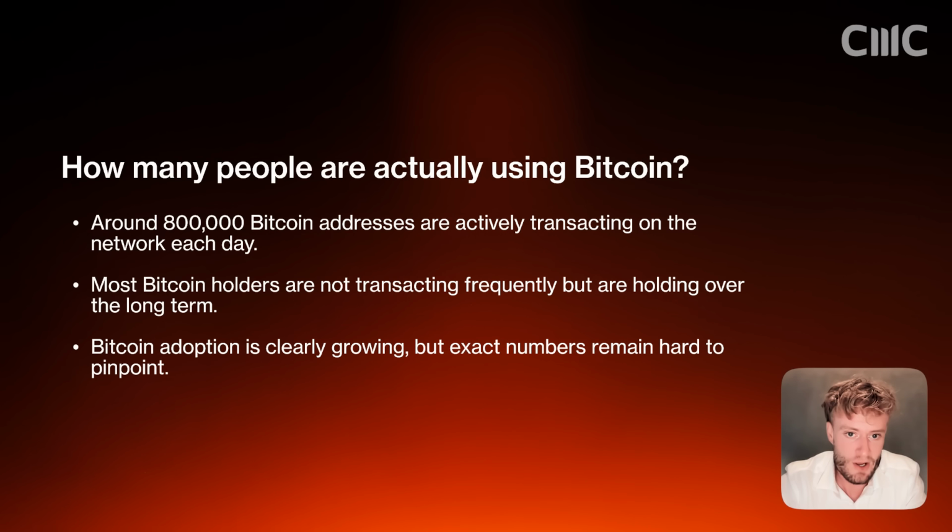Now, it's important to note that these active addresses refer only to the wallets that are moving Bitcoin around, sending and receiving transactions. A majority of the Bitcoin holders aren't actually transacting frequently. They tend to be holding their Bitcoin for the medium to long term instead. And this makes it even harder to get a true sense of adoption just from transaction data. To summarize, Bitcoin adoption is growing, but the exact number of users remains uncertain. What we do know is that a significant number of people are using it today.